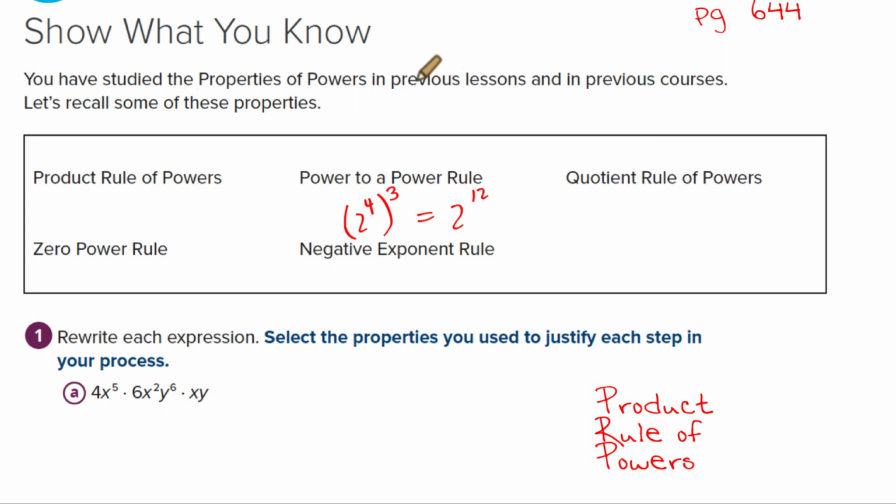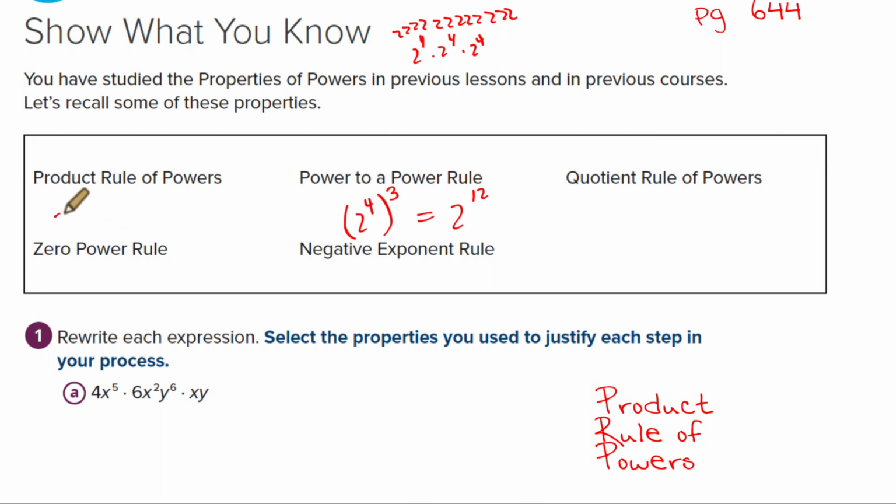Now let me show you why up here really quick. 2 to the 4th to the 3rd. That means we have 2 to the 4th times 2 to the 4th times 2 to the 4th, which means, that's 4. We have 1, 2, 3, 4, 1, 2, 3, 4, 1, 2, 3, 4. If you count them all up, there's going to be 12 total. There's 3 4s. Okay, so that is the power to a power rule.